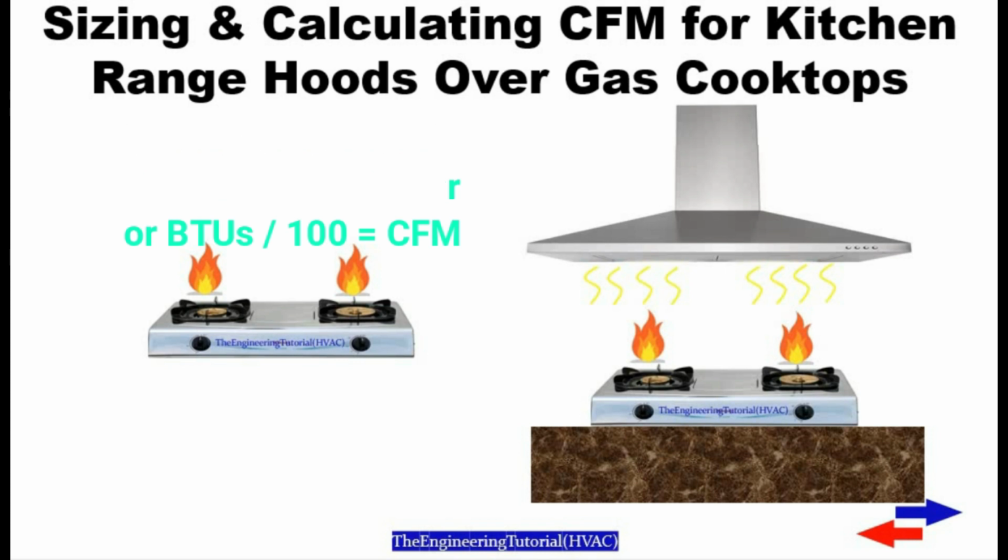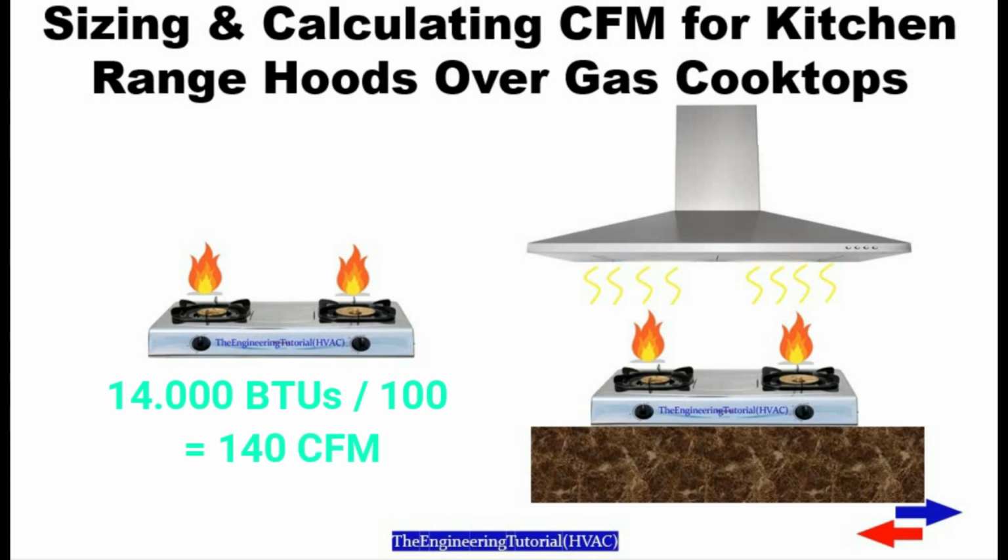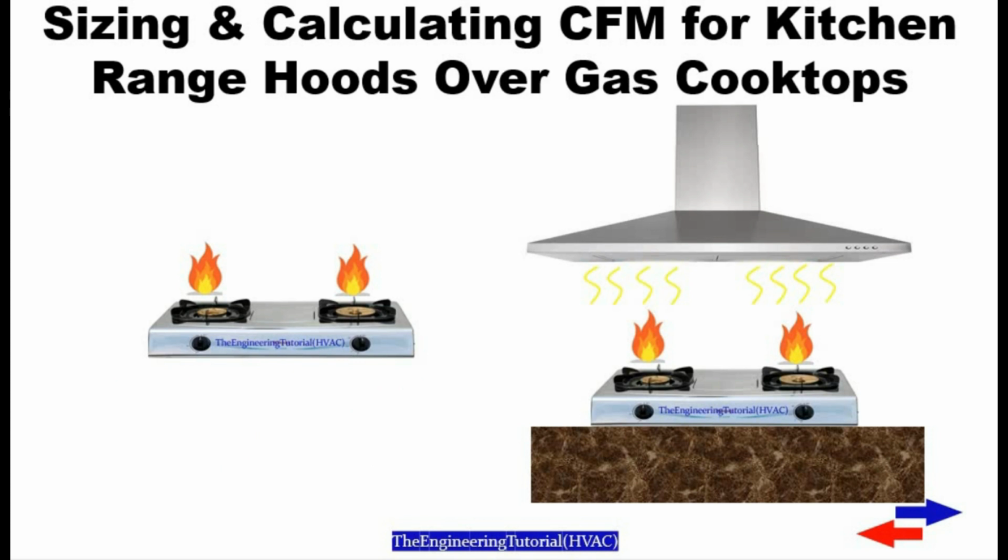For example, if you have a two burner gas cooktop with an output of 14,000 BTUs, you divide the max number of BTUs by 100, and you will need a range hood to deliver 140 CFM of airflow. You may require more or less CFM depending on your cooking style and cooking environment.